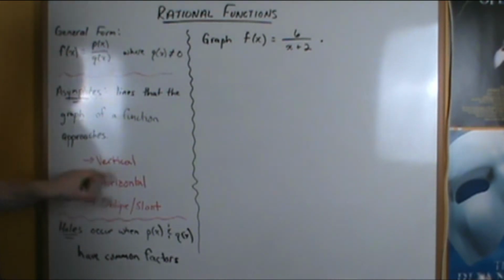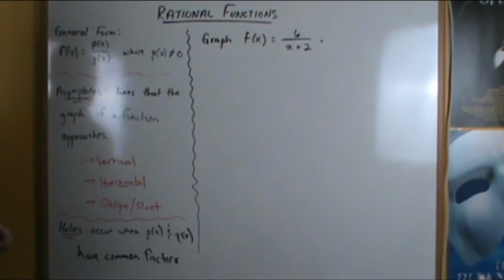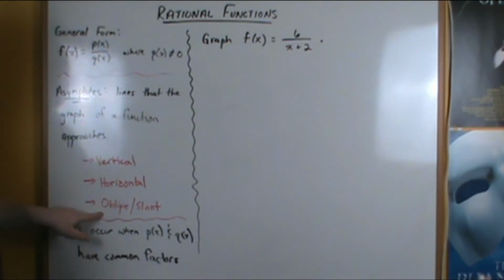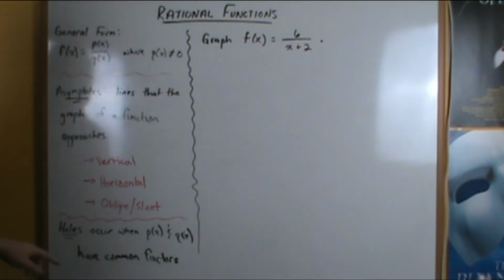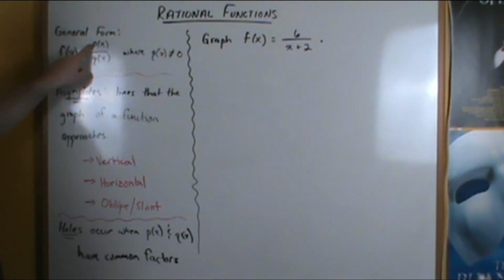Horizontal asymptotes occur when the degree of the numerator and denominator are the same. When they're the same, we take the ratio of the leading coefficients. Again, for horizontal asymptotes, the degrees of both the numerator and denominator have to be the same, and in that case we take the ratio of the leading coefficients of the numerator and the denominator. And then an oblique or slant asymptote only occurs when the degree of the numerator is one more than the degree of the denominator.